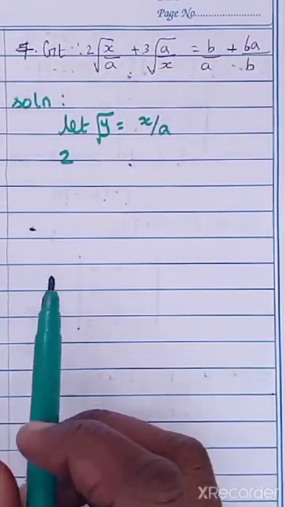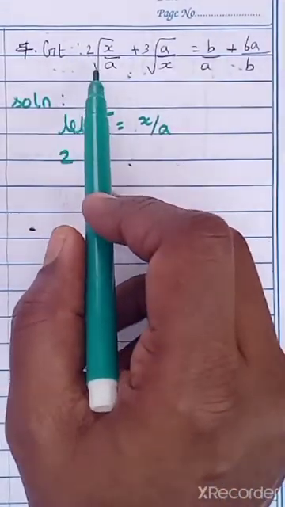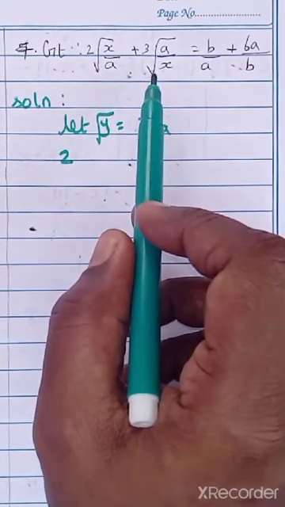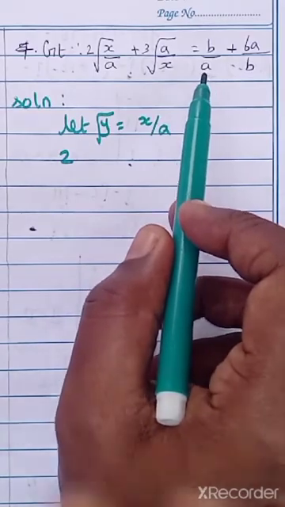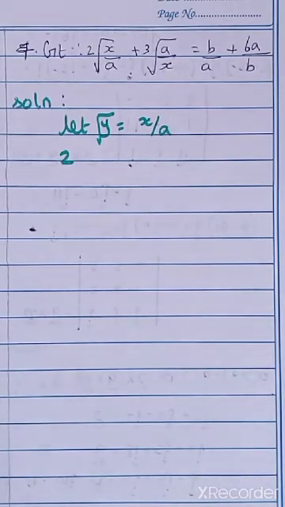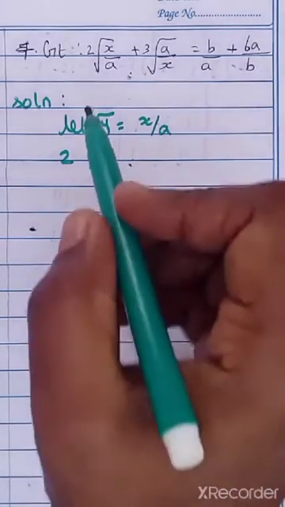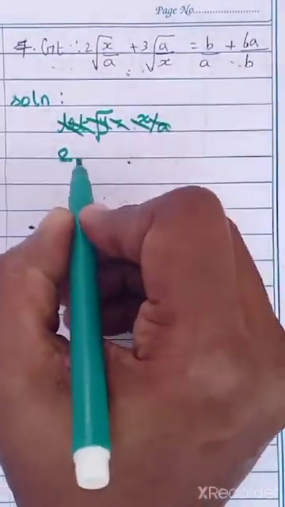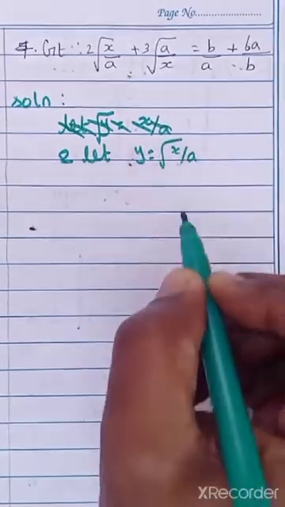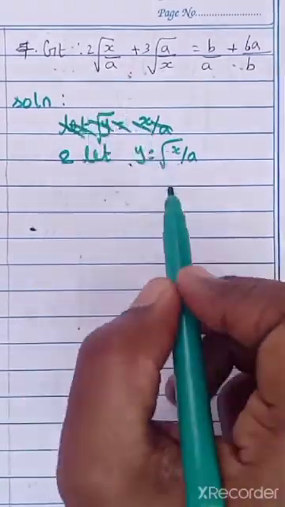Your fourth question. Solve 2 root of x by a plus 3 root of a by x equal to b by a plus 6a by b. Okay, so here the root is not a polynomial equation. Correct? So first we have to change that into a polynomial equation. So what can we take? Let y equal to root of x by a.